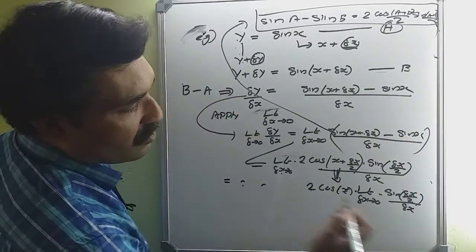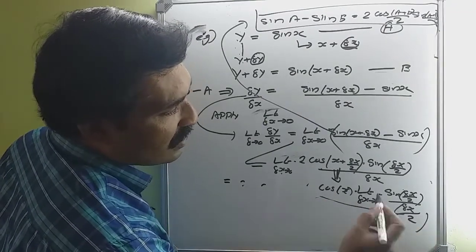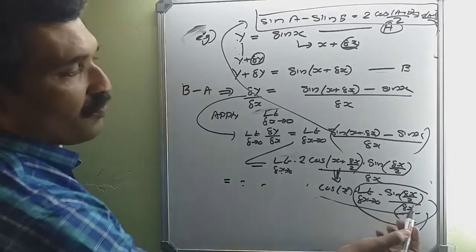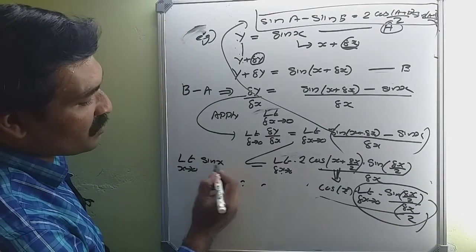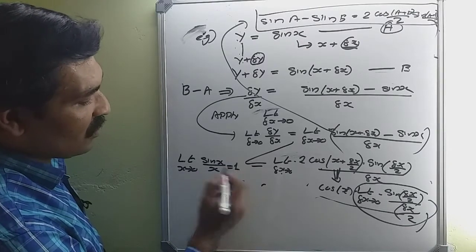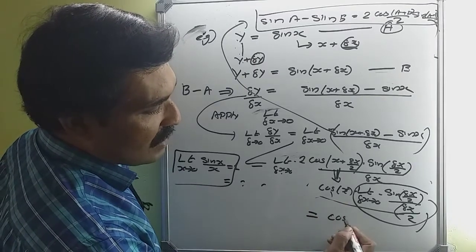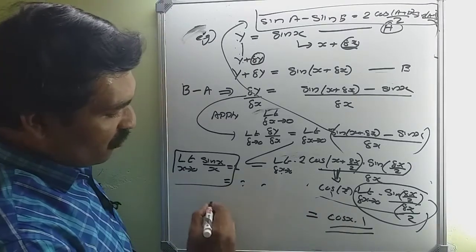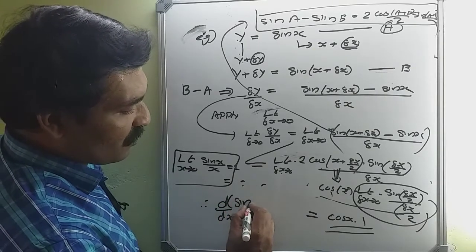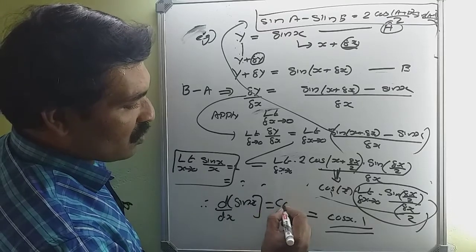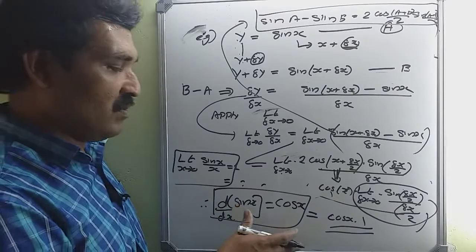This 2 is taken to here. So this becomes like this. Now what is the value of limit del x tends to 0 of sin del x by del x? This is from limit x tends to 0 sin x by x, which is equal to 1, our standard limit. So this is equal to cos x into 1. Therefore, dy by dx of sin x is equal to cos x. This is the first principle of differentiation.